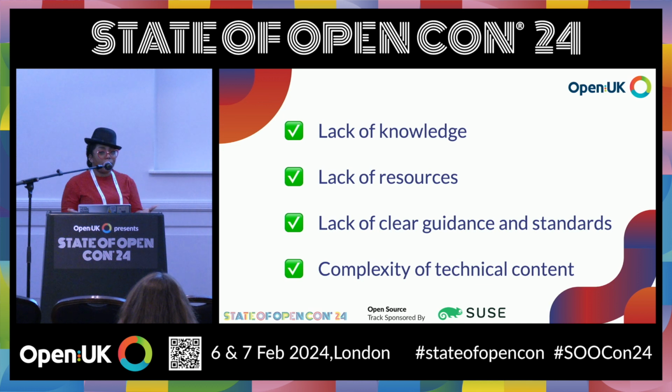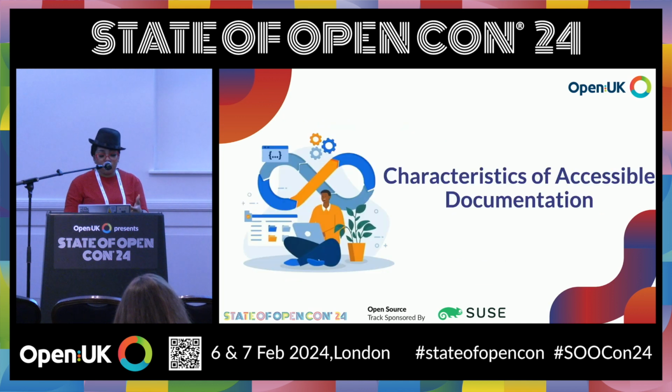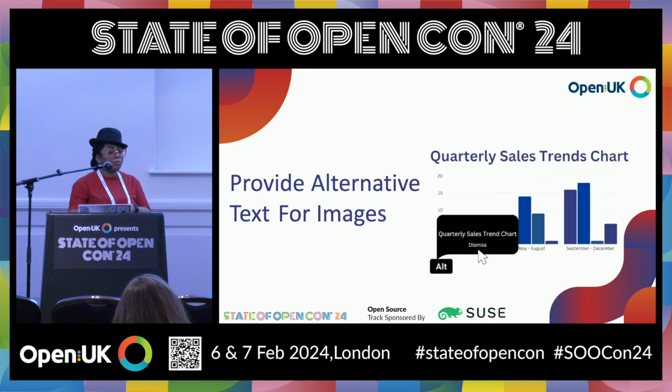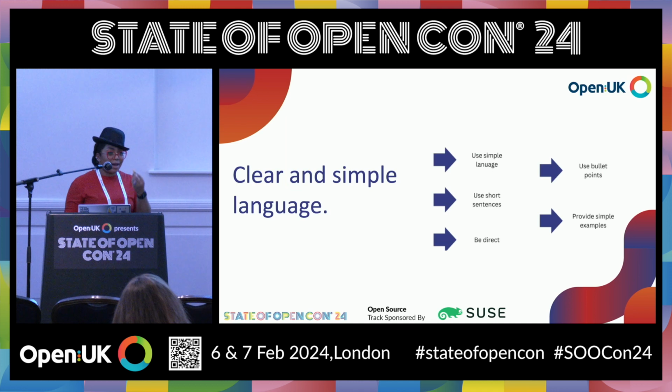Because of how complex some technical content is, how complex whatever product or open source product you're working on is, it might be difficult for technical writers or people contributing to the project to break down these concepts into simple, concise language that anybody can read and understand without having to pick up a dictionary or figure it out. But then there are ways to go about this. There are things that you can put in place to overcome these challenges. So as I mentioned, use clear headings, subheadings, provide alternative text, use clear and simple language.